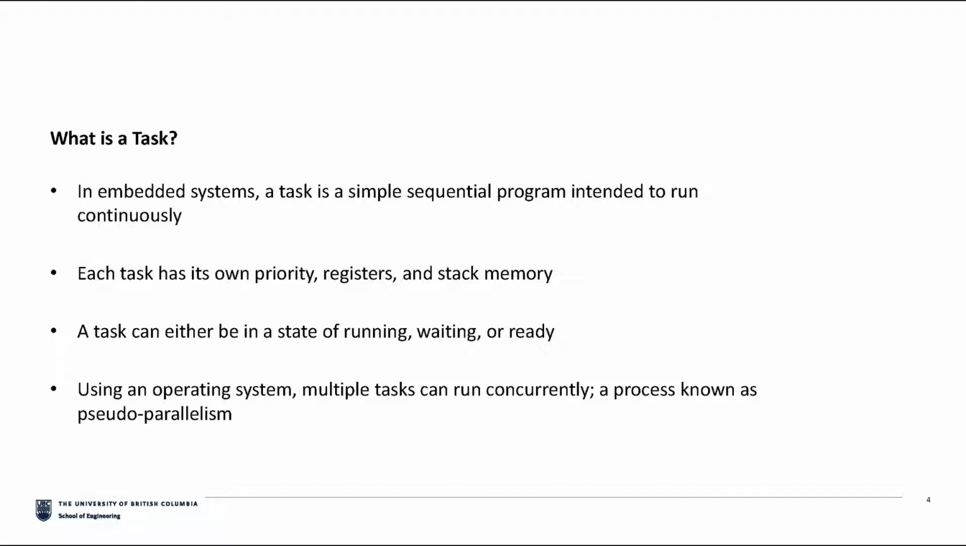When in a running state, the task is actively performing its action. A ready state denotes the task needs to be run and is waiting on the operating system to allow it to do so. Similarly, when a task is in the waiting state, it is watching for a change in something, such as a keyboard. An operating system is used to allow multiple tasks to run concurrently. Although these tasks are never running at the same time, they appear to be running in parallel to the user. This is known as pseudo-parallelism.